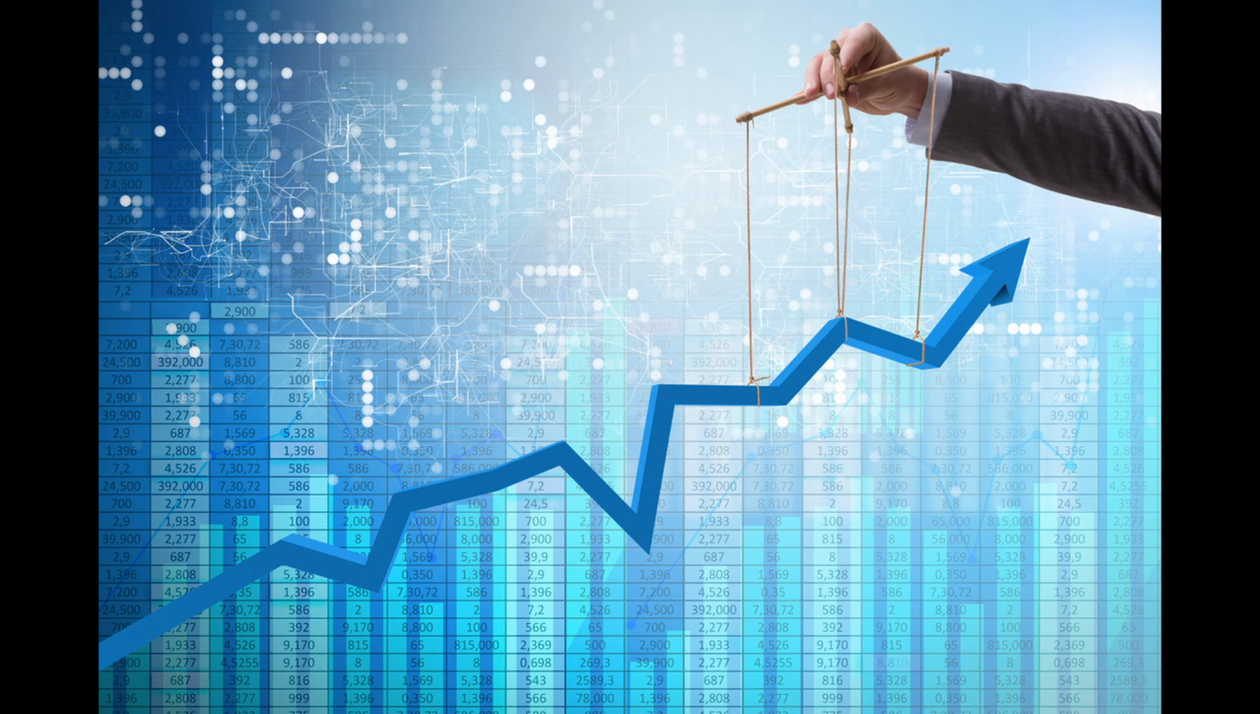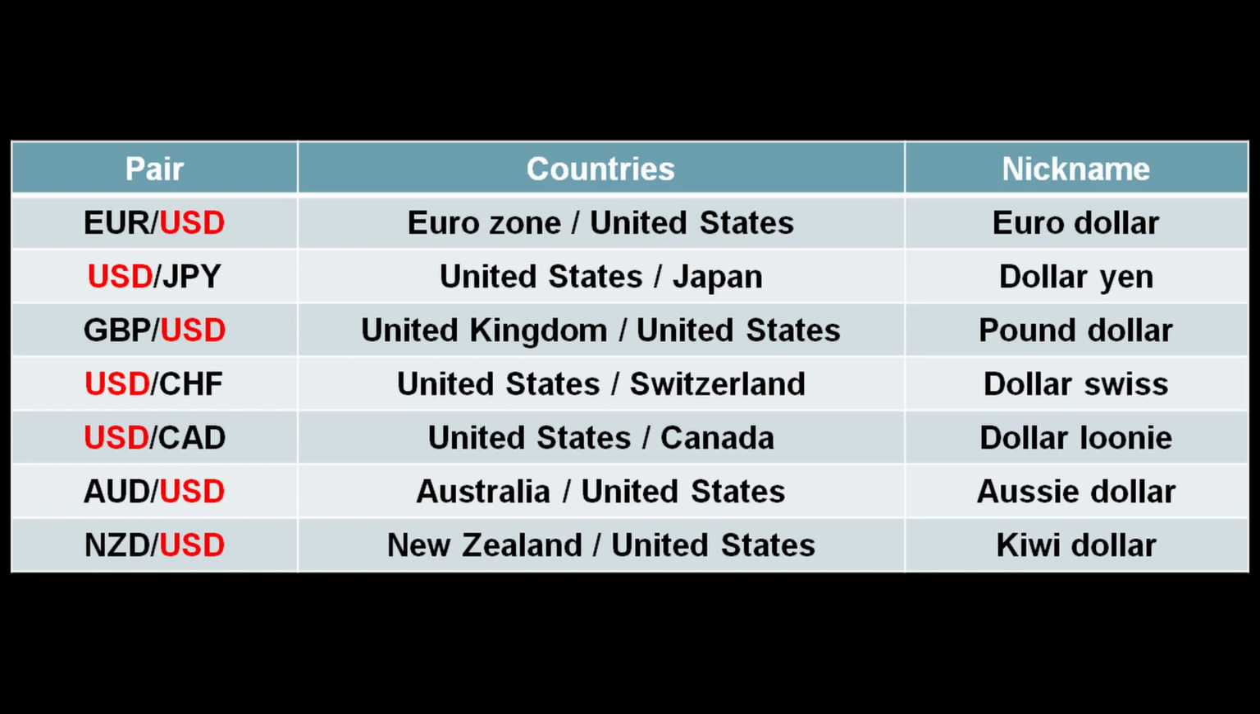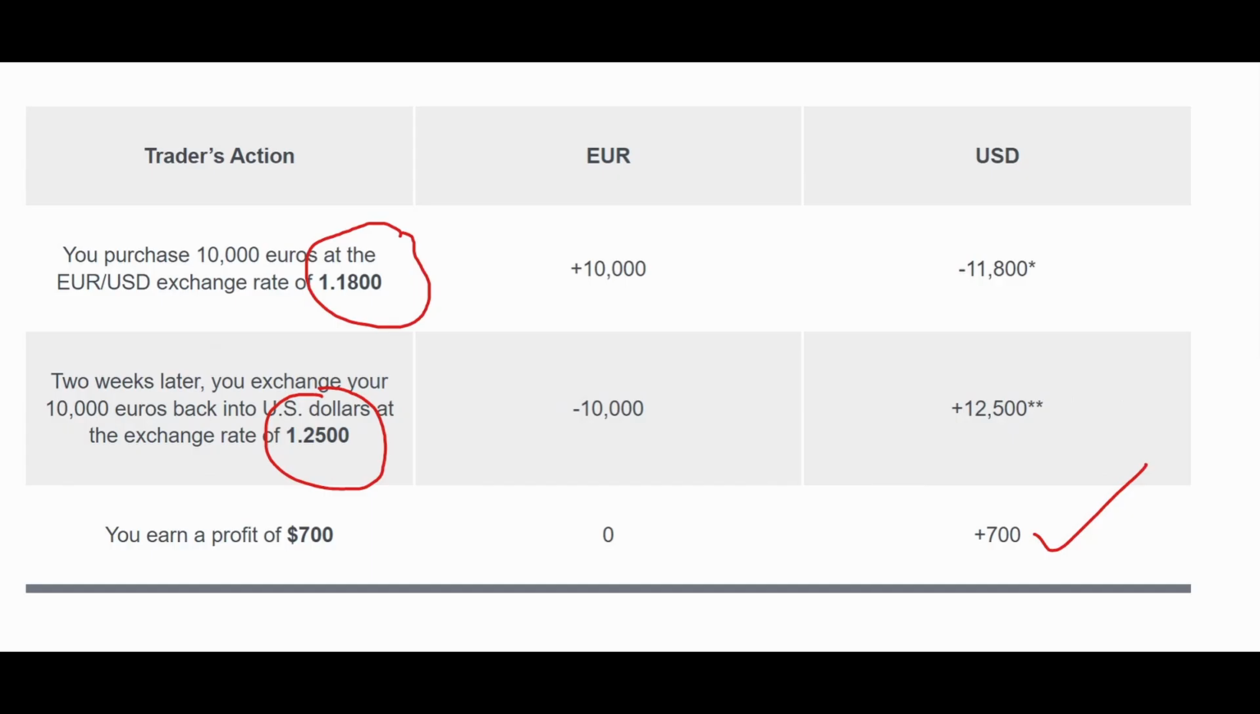The objective of Forex trading is to exchange one currency for another in the expectation that the price will change. More specifically, the currency you bought will increase in value compared to the one you sold. You purchased 10,000 euros at the euro to US dollar exchange rate of 1.1800. 2 weeks later, you exchange your 10,000 euros back into US dollars at the exchange rate of 1.2500. Minus 10,000. You earn a profit of $700.